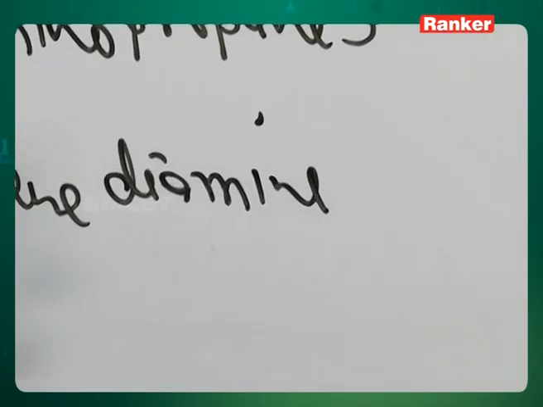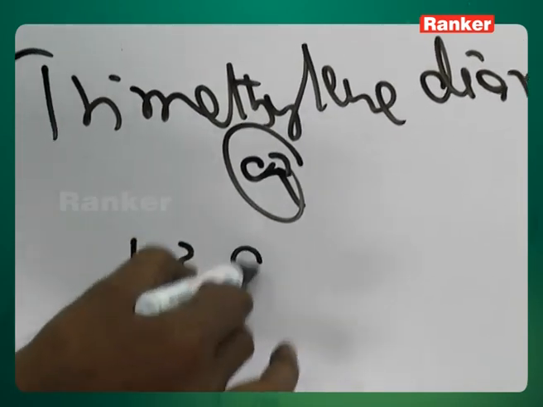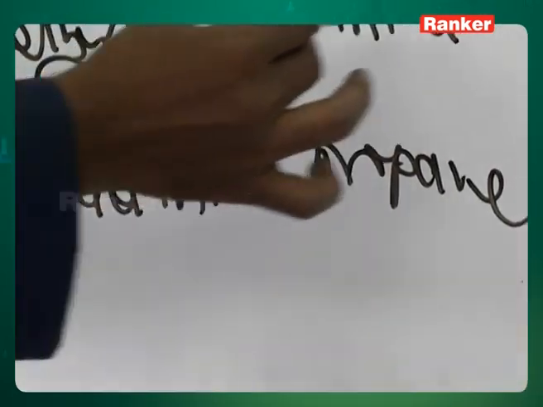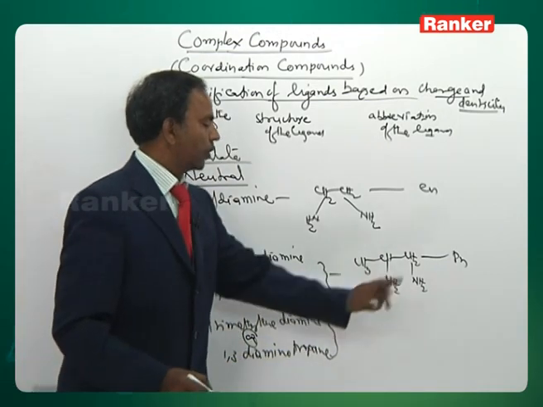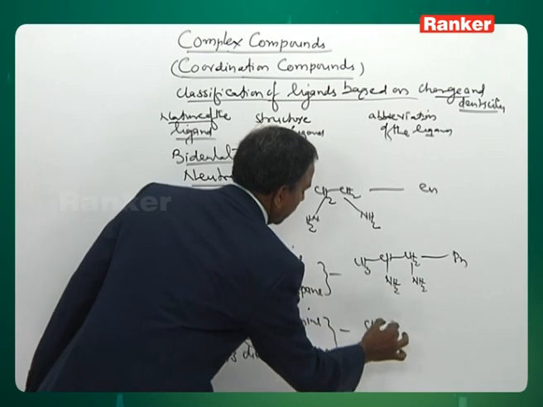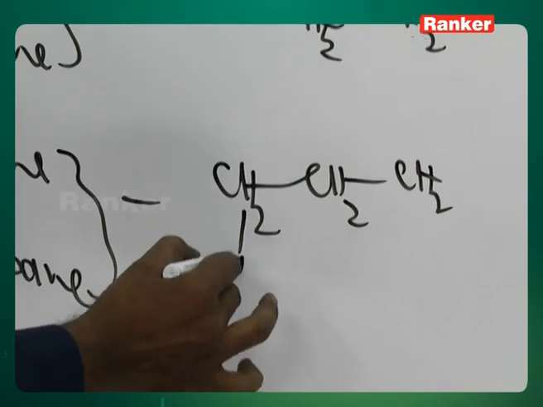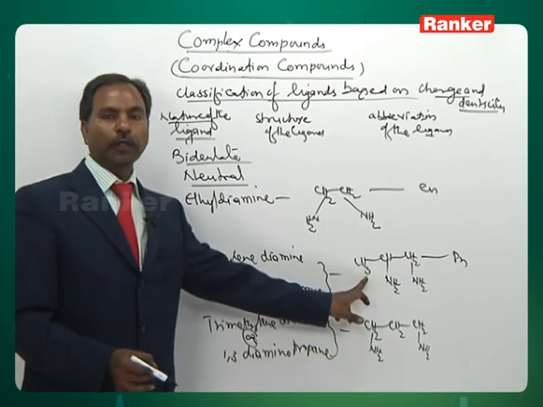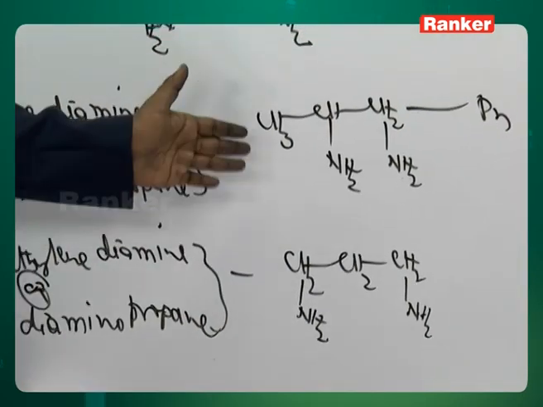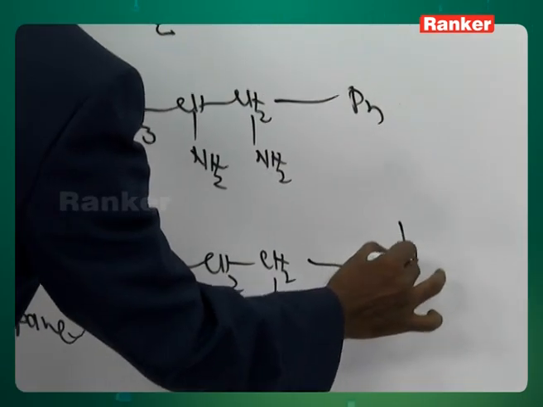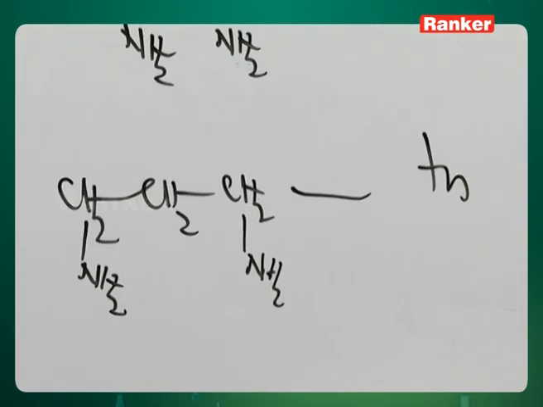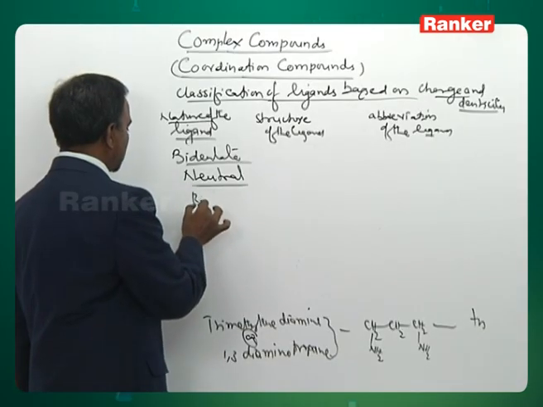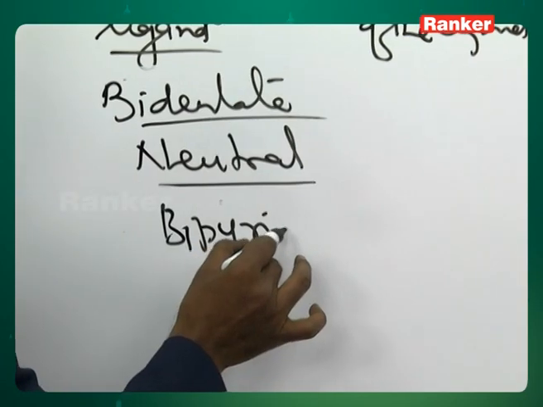Trimethylene diamine is also considered 1,3-diaminopropane. Here the amine groups are in the 1,3 positions, NH2 and NH2. See the difference between PN and TN: PN is 1,2-diaminopropane, with amine groups in 1,2 positions, while in 1,3 positions it is considered TN. EN, PN, TN, these are bidentate neutral ligands.